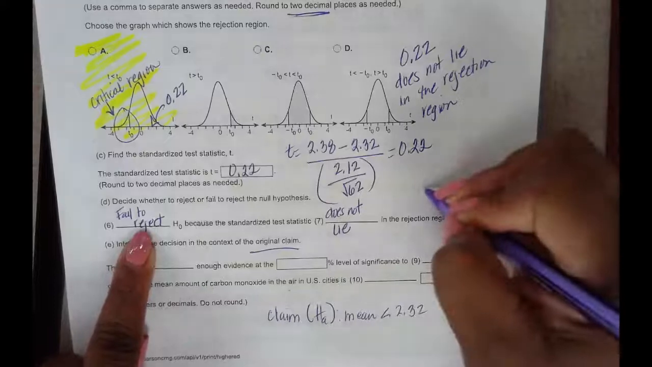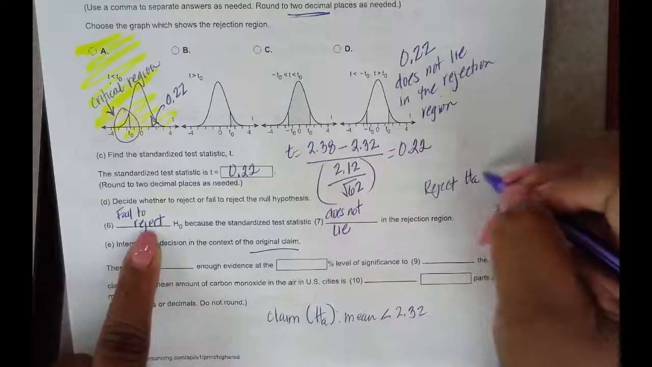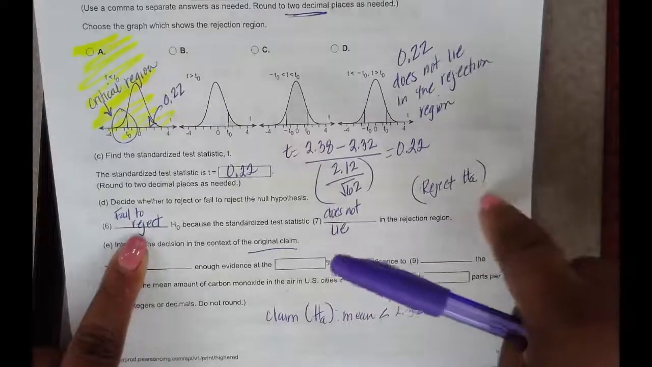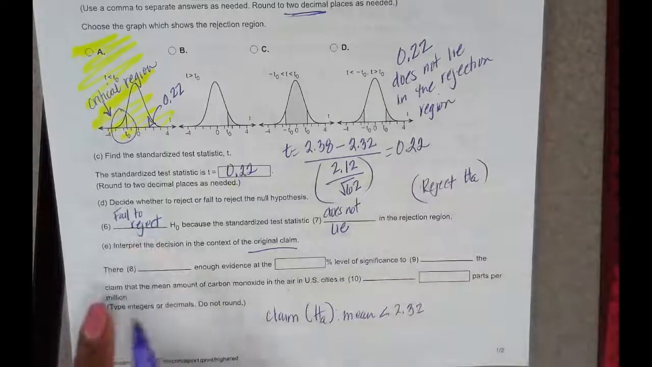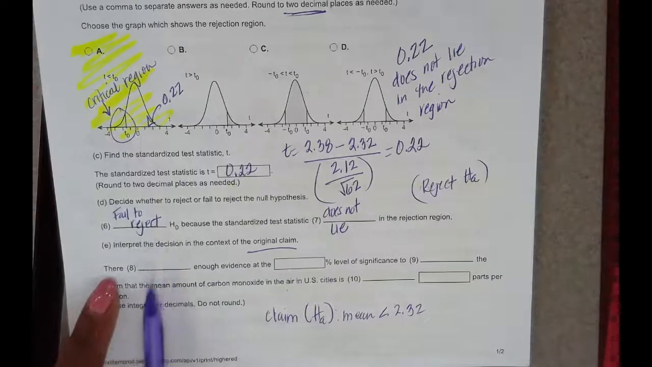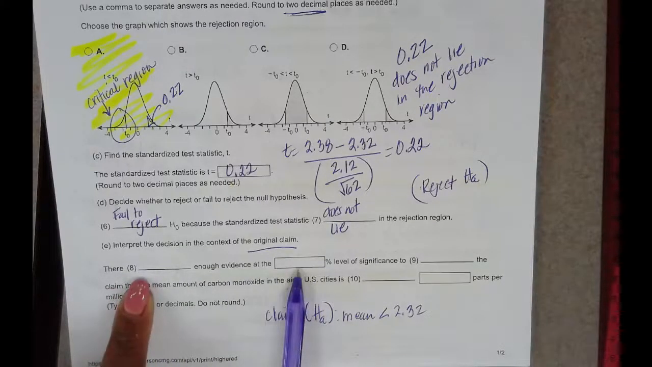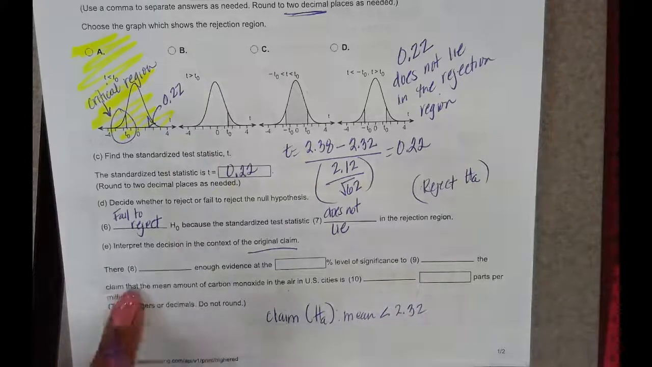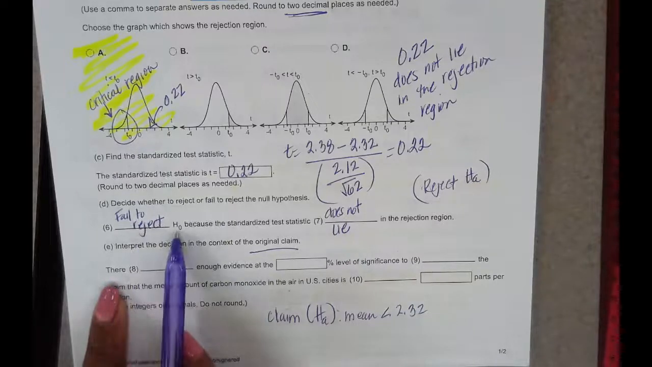That means that I am rejecting HA. If I fail to reject the null, that means that I am rejecting HA. Because I failed to reject, that means I'm doing the opposite. Well, if I'm failing to reject the null, that means that there is not enough evidence at the 5% level of significance to, let's start here. Fail to reject the null.